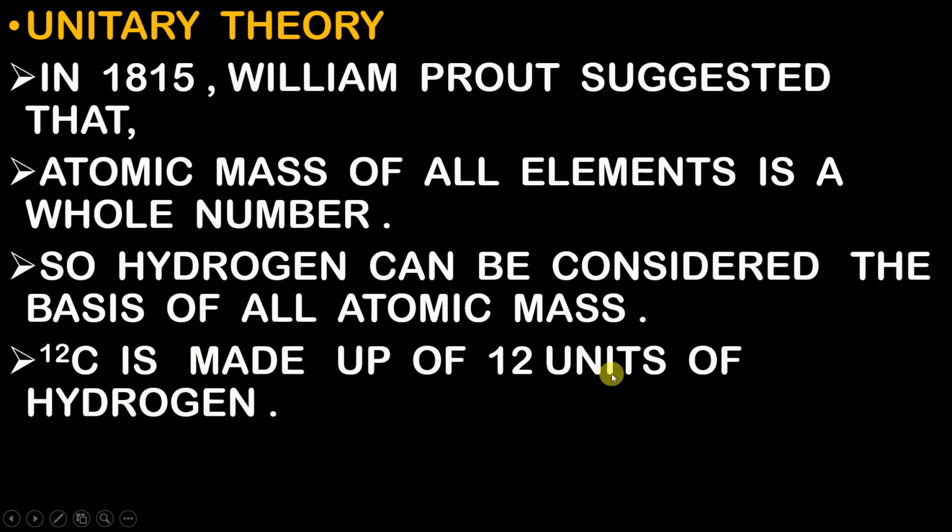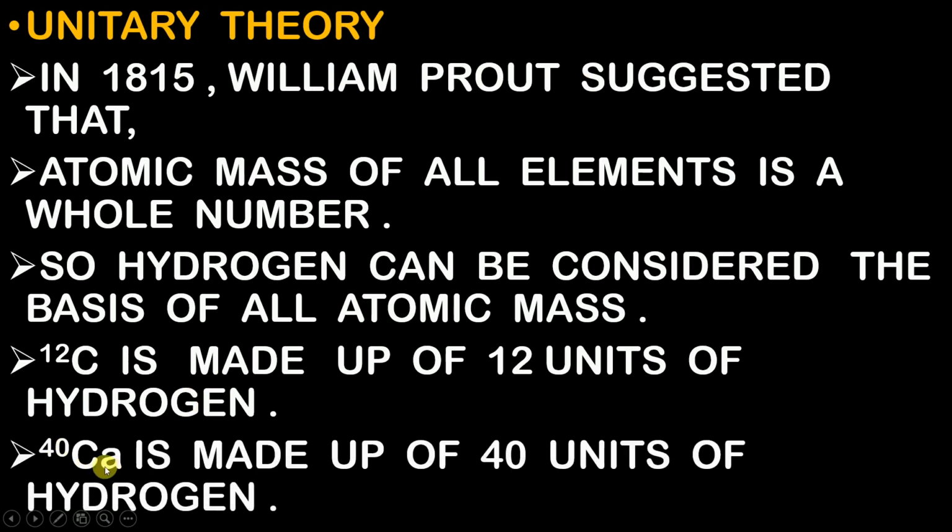Now why did he say so? See, understand this. The atomic mass of hydrogen is 1. And the atomic mass of carbon is 12. So he said that when we have 12 hydrogen atoms together, we will get 1 carbon atom. This was proposed to us by William Prout. Similarly, he said that calcium, whose atomic mass is 40, is made up of 40 units of hydrogen.